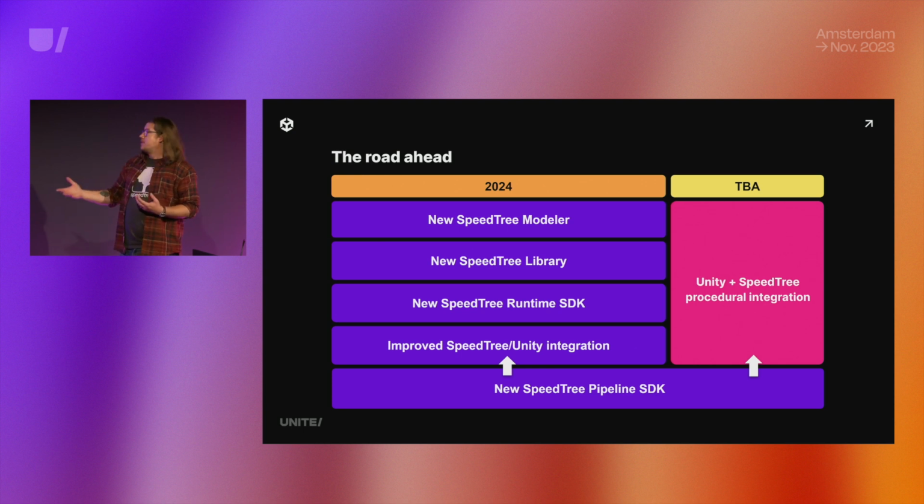The timeline for these things coming out: in 2024, we're going to have a new SpeedTree modeler. We're going to have a new library, including a new application to deliver it. We're going to have the SpeedTree Runtime SDK, which is what we use to integrate SpeedTree into custom engines, and improve SpeedTree Unity integration. And the new Pipeline SDK is also going to be available as well. The Unity and SpeedTree procedural integration comes a little bit further down the line, but we're really excited to talk more about it next year at GDC.